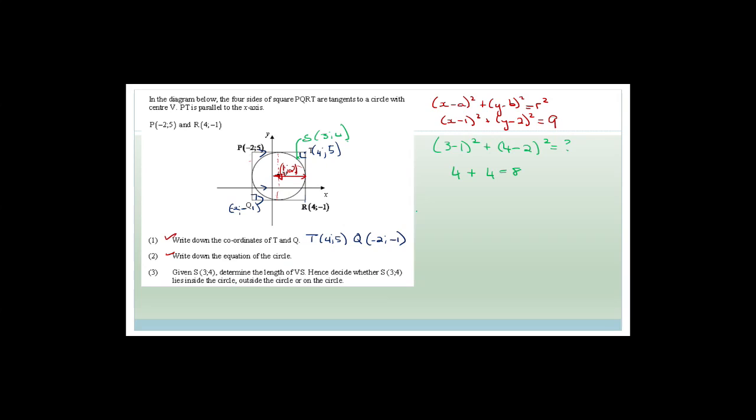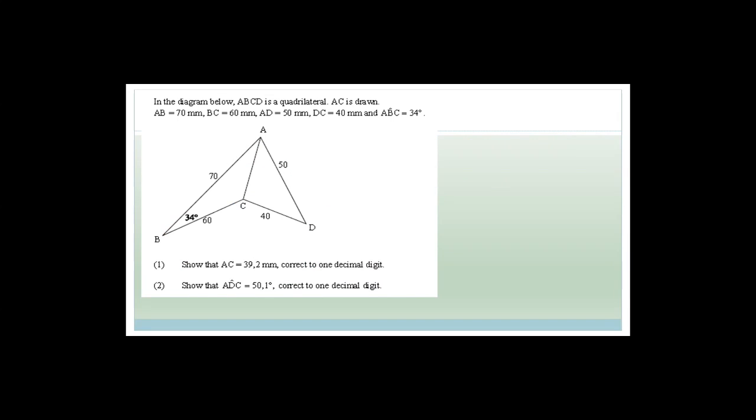So therefore we can say that it's, let's think about this, we want to know if it lies inside the circle, outside the circle, on the circle. So its radius is actually shorter than 9, so it's actually inside the circle. It's actually lying slightly inside the circle. And the reason being that its radius is not as big as 9. Right, now let's do some trigonometry.